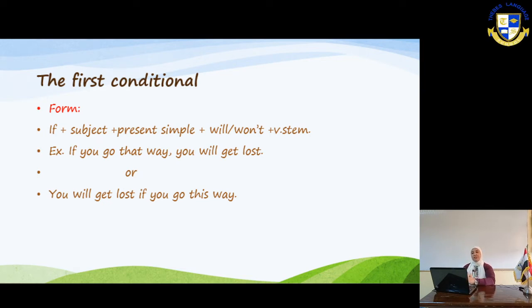If you go this way, you will get lost. So two sentences in one expression, like you see. Or you will get lost if you go this way. You can exchange the places here. You will get lost if you go this way. As long as the meaning isn't affected, you can exchange the places.